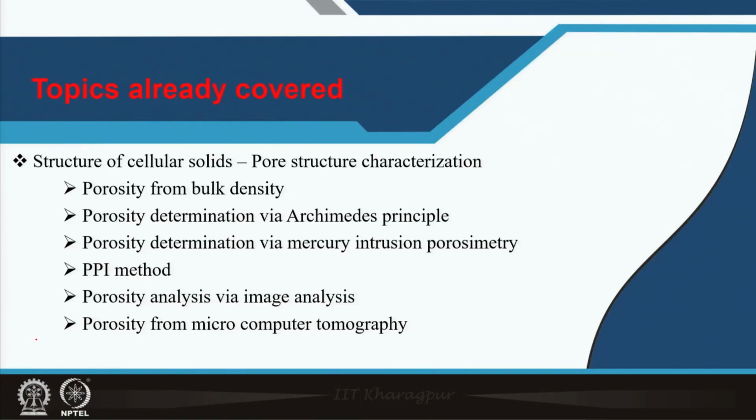We already learnt so far that for porous or cellular materials, the porosity is a very important factor, and we need to find out the pore morphologies, the porosity and its amount and distribution very accurately. In the last lectures, we learned 6 different techniques which can actually give porosity with different amount of accuracy. We learned about the techniques like bulk density analysis, density from Archimedes principle, porosity from mercury intrusion porosimetry, PPI technique, and also image analysis and computer tomography.